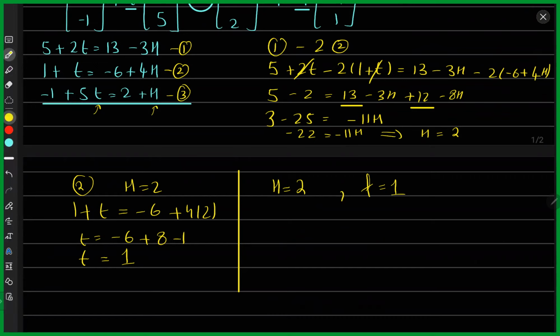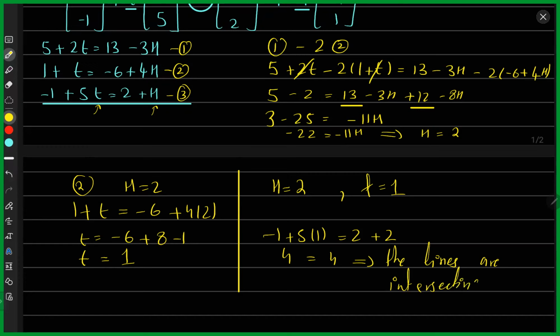Okay, so minus 1 plus 5 into 1 equals 2 plus 2. This would give me 4. This is equal to 4. This implies that the lines are intersecting. Okay, now the two lines are intersecting. This is what we had to prove, and we are done with that part.